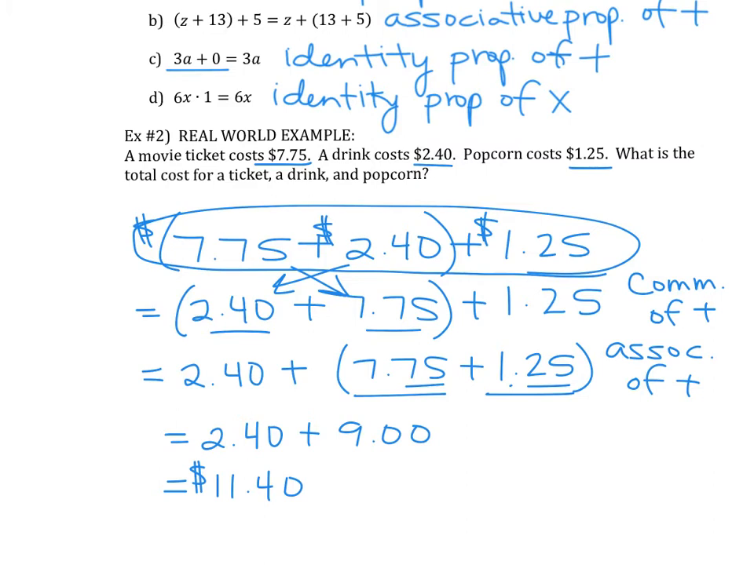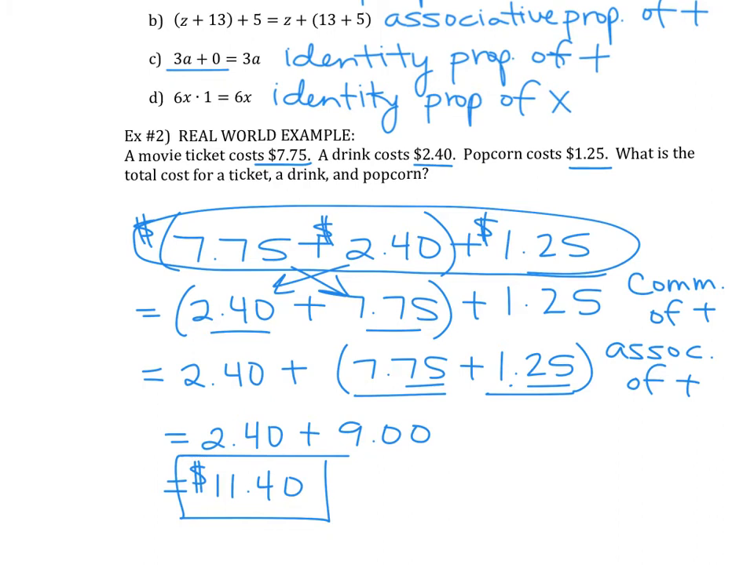So do that. When you see three numbers, think which two of these are the easiest to add together and start there. Then you can add the third one. That might be a little more difficult. Okay? Questions on that? All right.